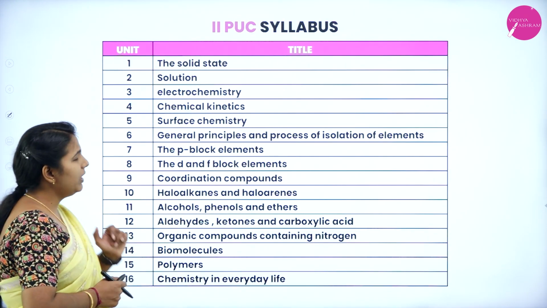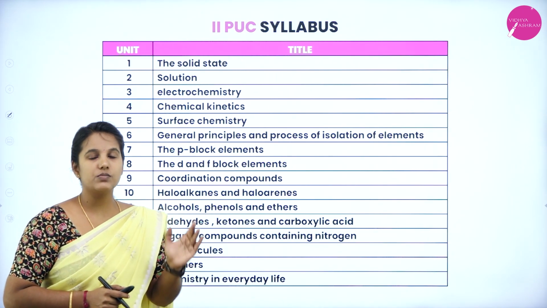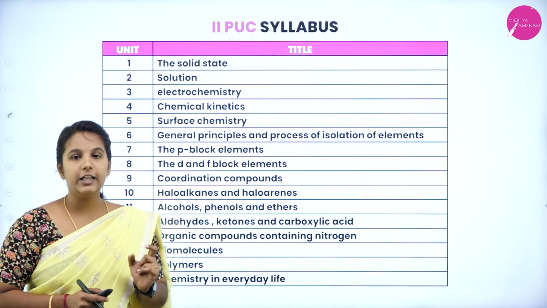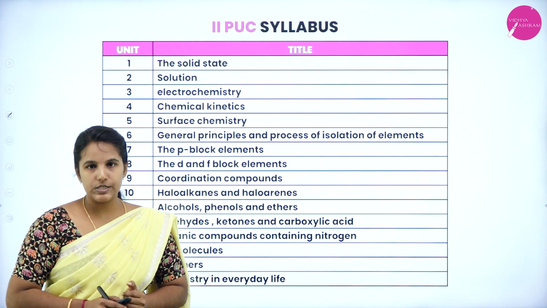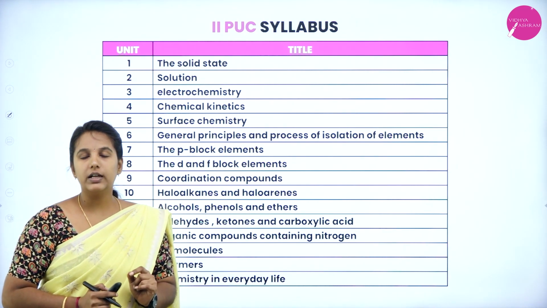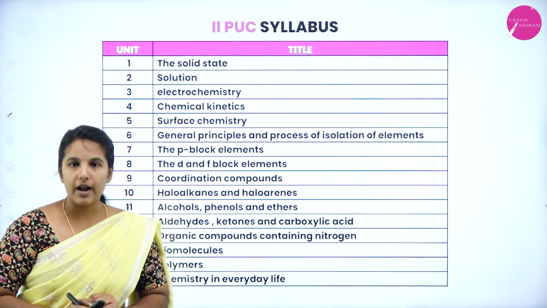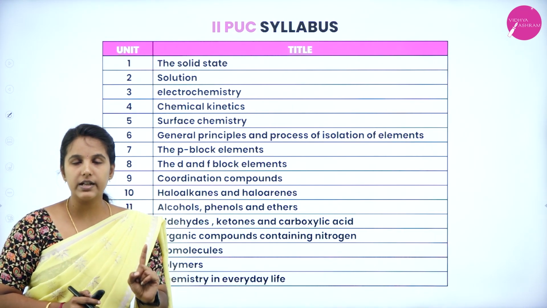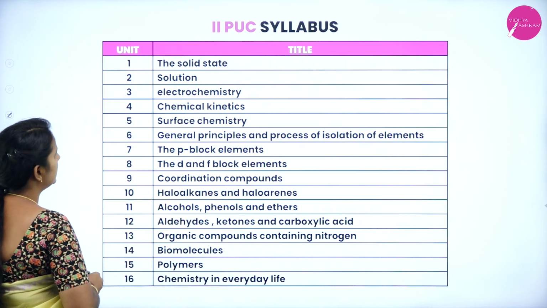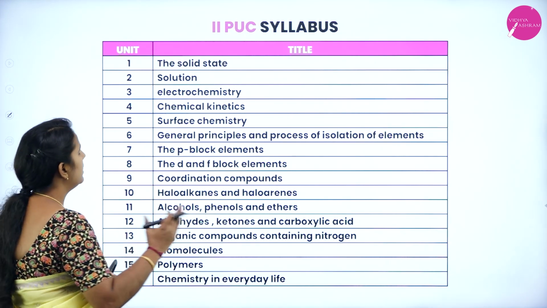Coming to the syllabus, it is very important to know the second PUC chemistry syllabus. There are 16 units. We'll see how it has been divided. We know that in chemistry there are 3 branches: physical, inorganic and organic. I'll distribute the units into these 3 branches.